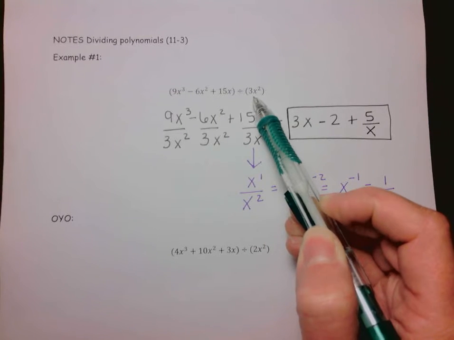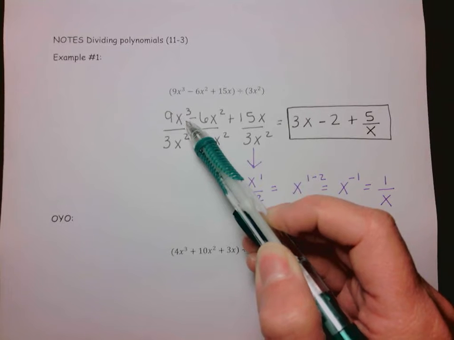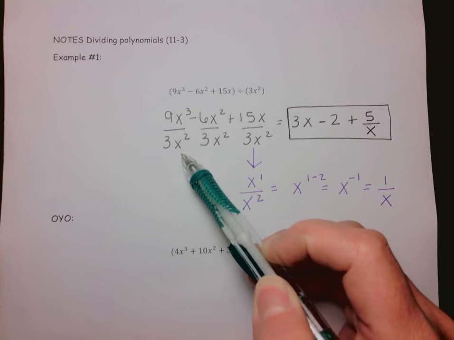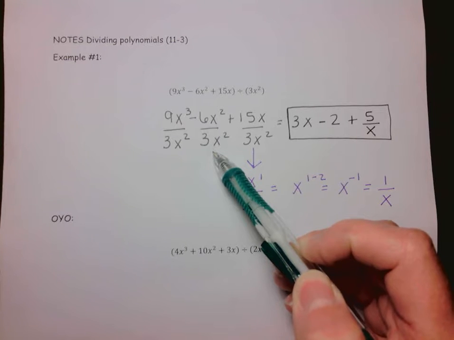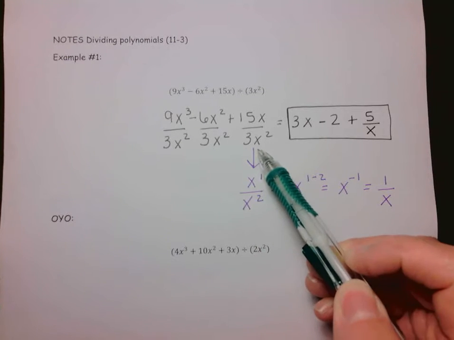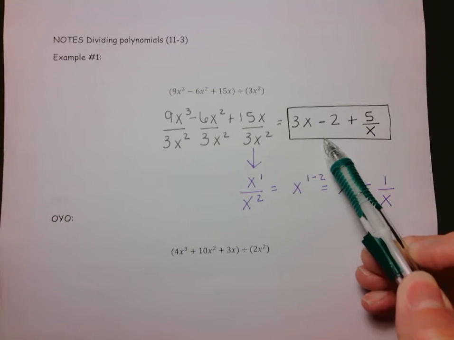So for example, I take 9x to the third and I divide it by 3x squared. Then I take negative 6x squared and I divide it by 3x squared. And finally, I take 15x and divide it by 3x squared. And this is what I get. So pause the video and make sure that you understand how I got this as my final answer.